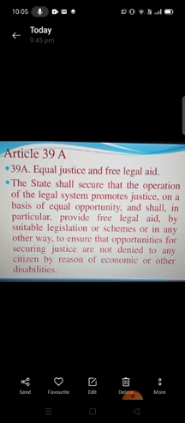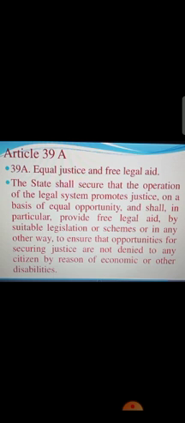I hope you are able to understand the role played by the police, public prosecutor, defense lawyer and the judge, and how the constitution makes us aware about our rights.